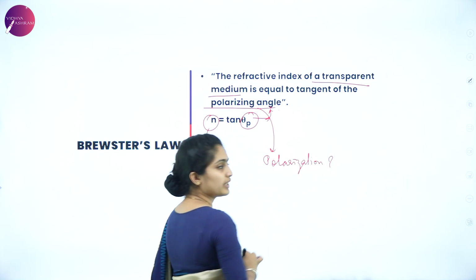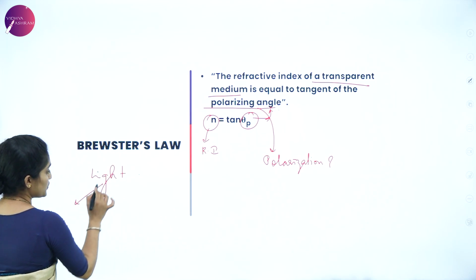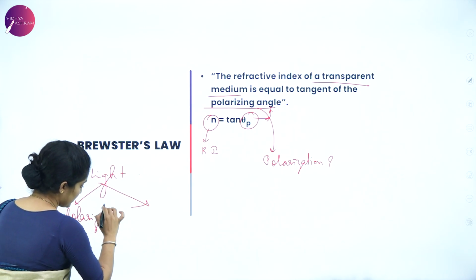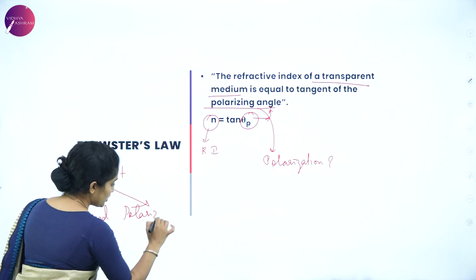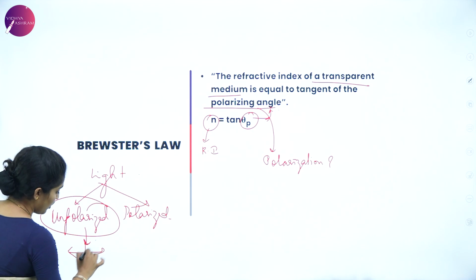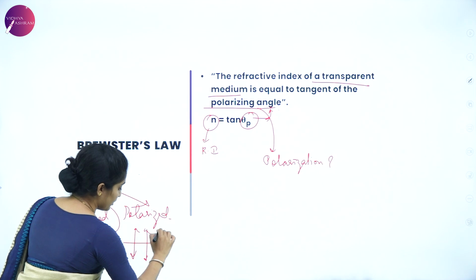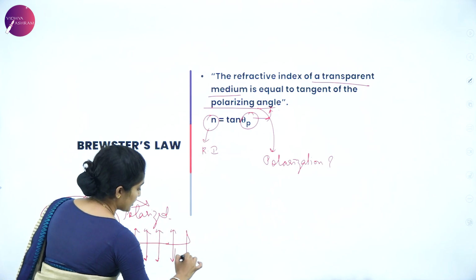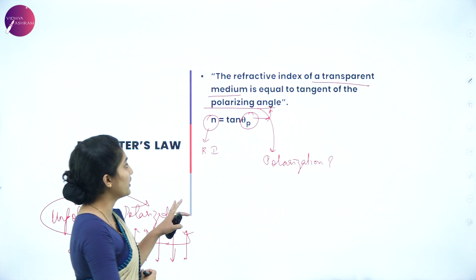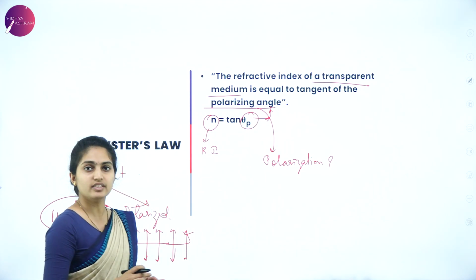So what is meant by polarization? We have two kinds of light, unpolarized light as well as polarized light. Unpolarized light is one which vibrates in many directions, and polarized light is one which vibrates in one single direction uniformly. Converting unpolarized light to polarized light is called polarization, for which there is a certain angle called the polarizing angle, theta p.